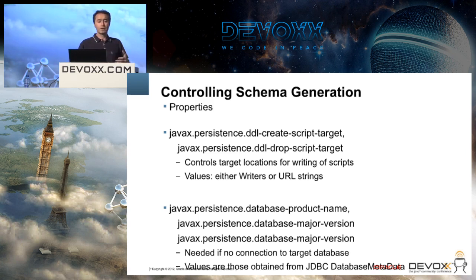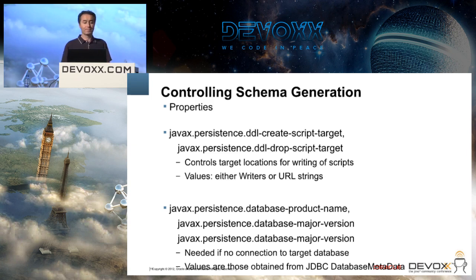So if you are in a persistence XML file, of course, all you can have is strings. So you could say something like create script target, and you can provide a URL of a file that we're going to write to. If you're in code, you can actually pass in a writer object as the argument, and that writer will be used as the target for the creation script, or the drop script in this case. So you have a bit more flexibility there to script things together in code over the static config in your persistence XML.